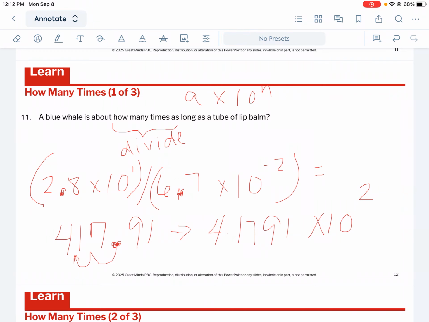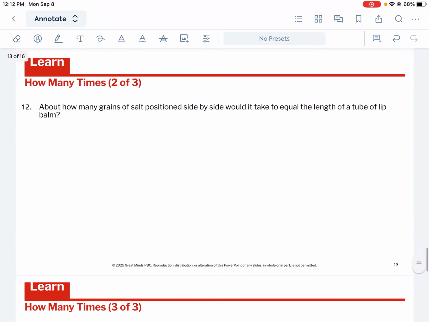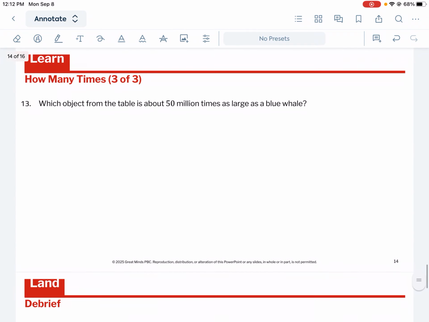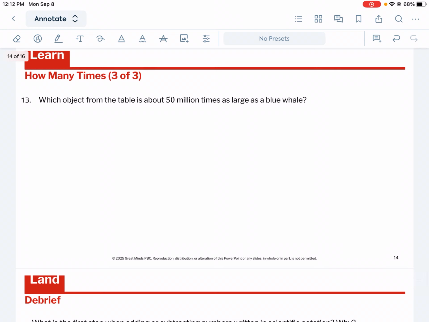I'm going to skip just a little more. I'm going to let you do 12 on your own so you can have some practice with dividing. For 13, it reads, which object from the table is about 50 million times as large as a blue whale? Whenever it gives you a number times something, 50 million times, here you're going to multiply. Annotate that, meaning write that down. You're going to multiply 50 times.